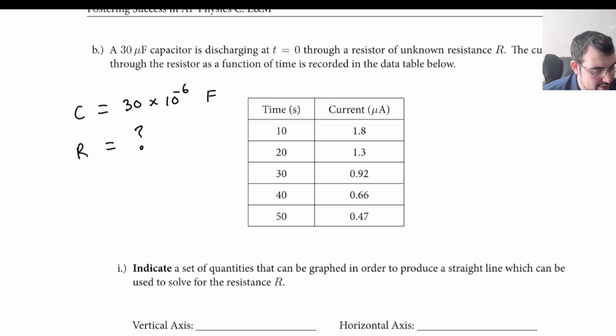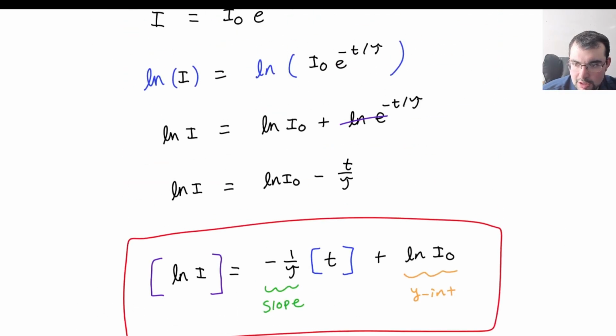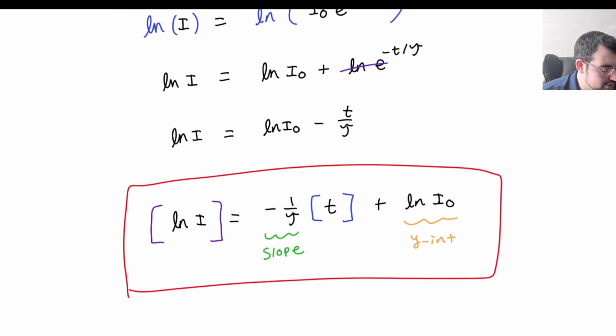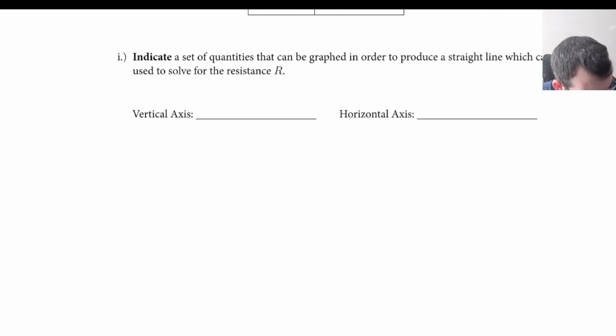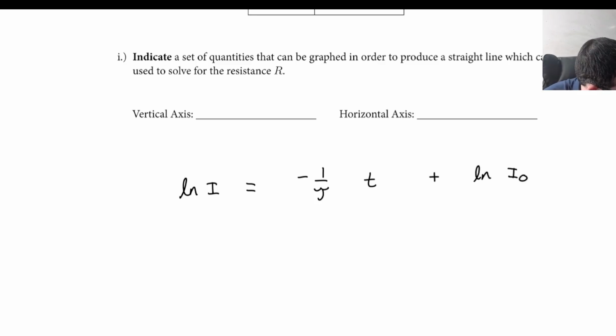Okay, so why is this something we can do? Well, we just did all this work to show that for these capacitor functions, the discharge graph can be linearized like this. So we know that we can write ln of I is equal to negative 1 over tau times t plus ln of I0. So we can graph ln of I on our vertical axis, and we can graph t on our horizontal.